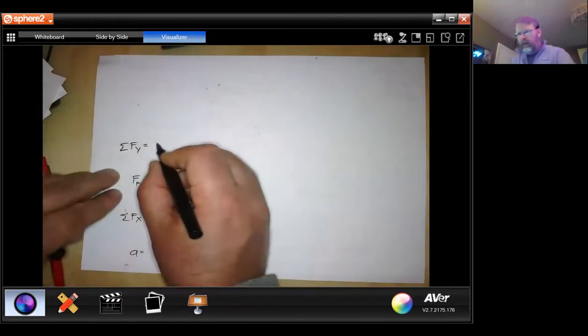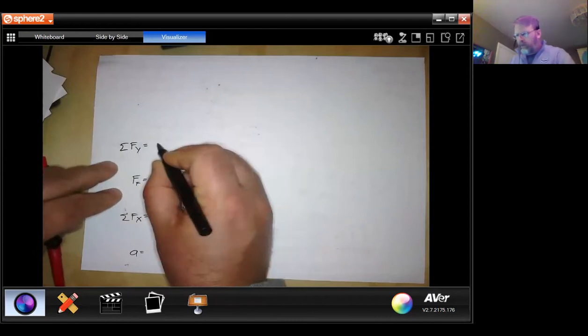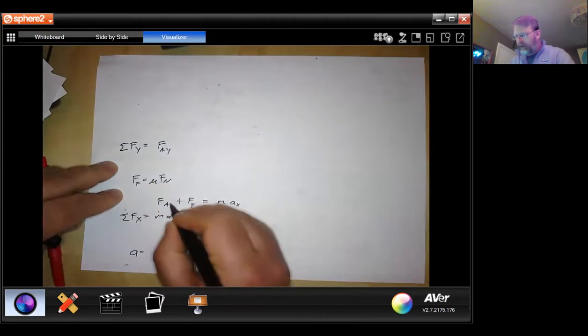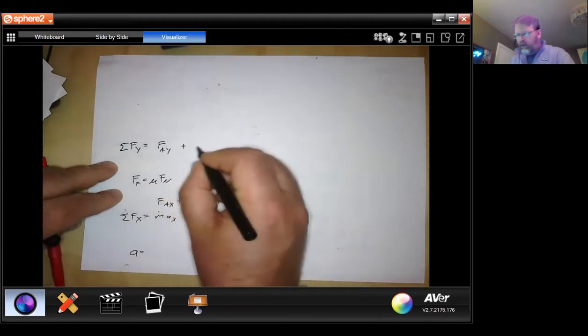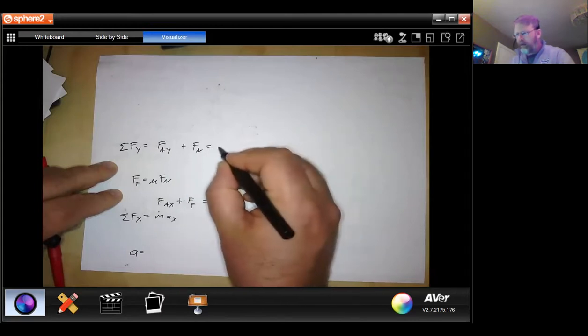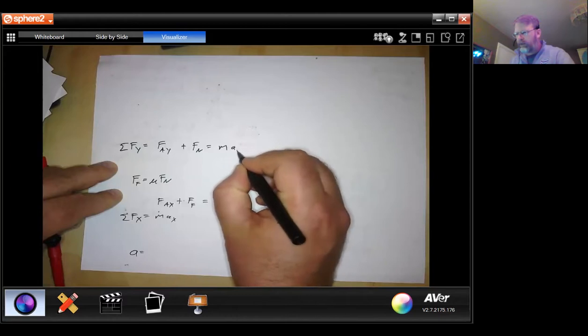So now we're going to have our force applied in the y, so this is in the x, and we're going to have our force normal, and then all that is going to equal our mass times acceleration in the y.